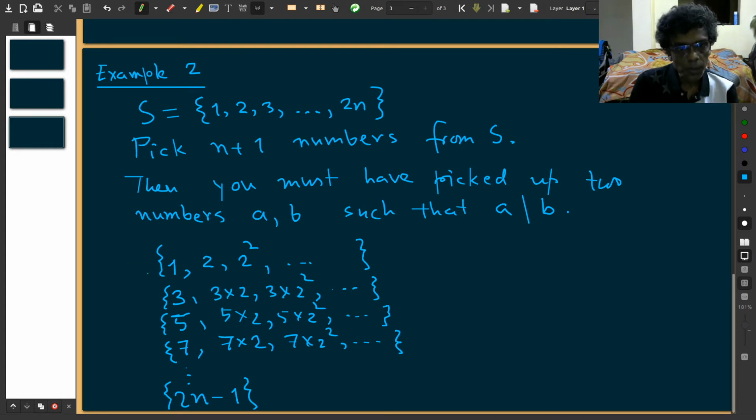So this is my hole number 1, hole number 2, hole number 3, hole number 4, up to hole number n. And you have n plus 1 numbers. So you must have that 2 of these numbers will go to the same hole. Maybe here or here. But in that case, these two elements differ only by a power of 2. Therefore, one divides the other. So this is yet another simple example.